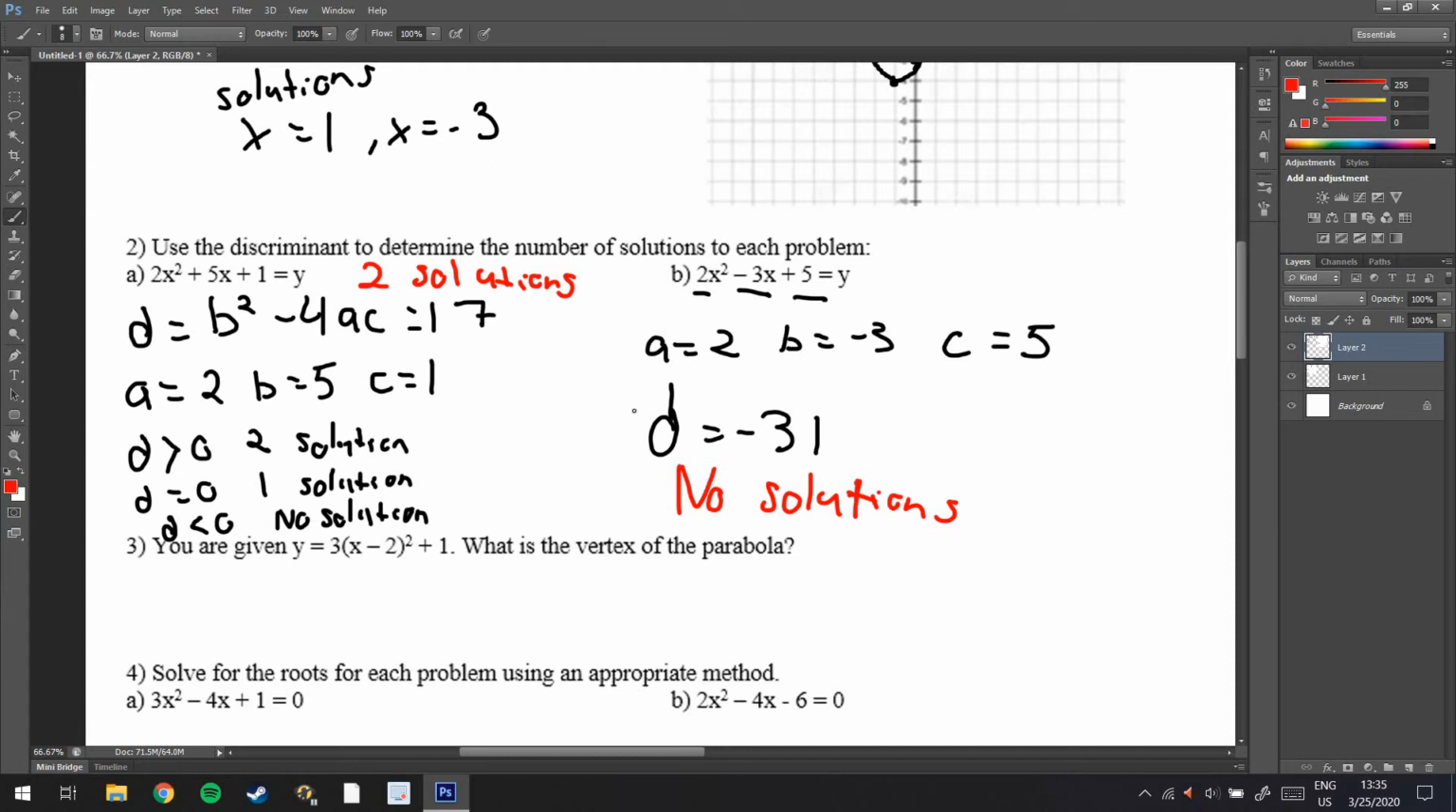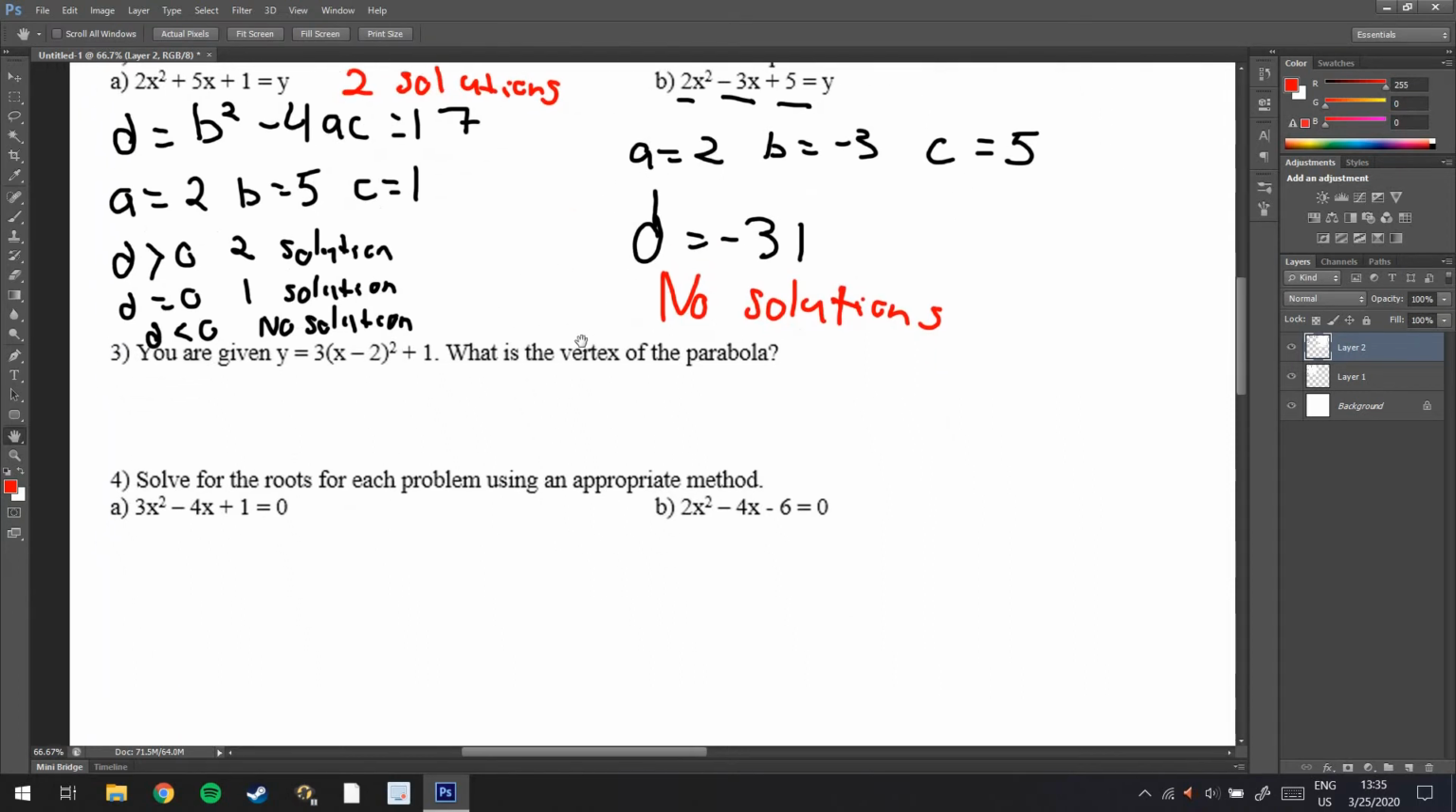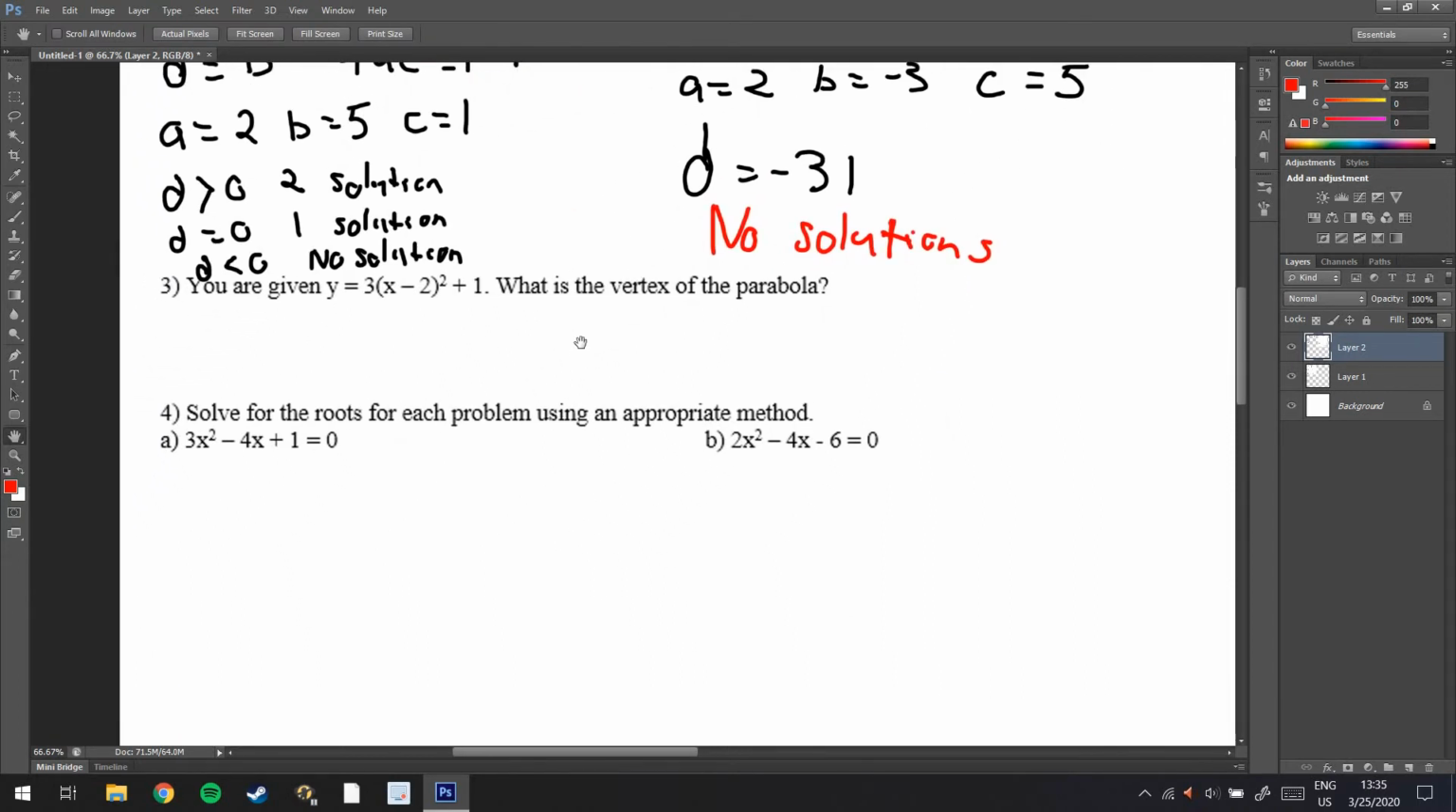Okay. 3 is a different form. 3 is in vertex form instead of standard form. For vertex form, all we need to do is find the vertex. Vertex form is really nice because it tells us the vertex.